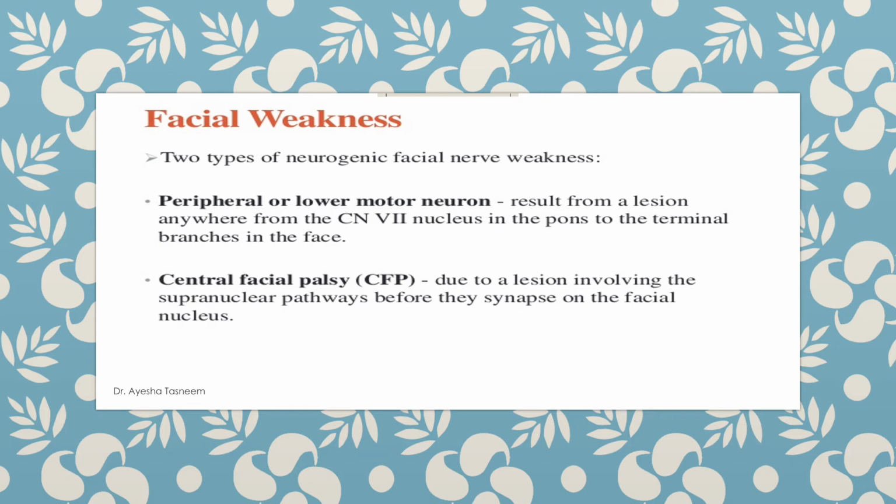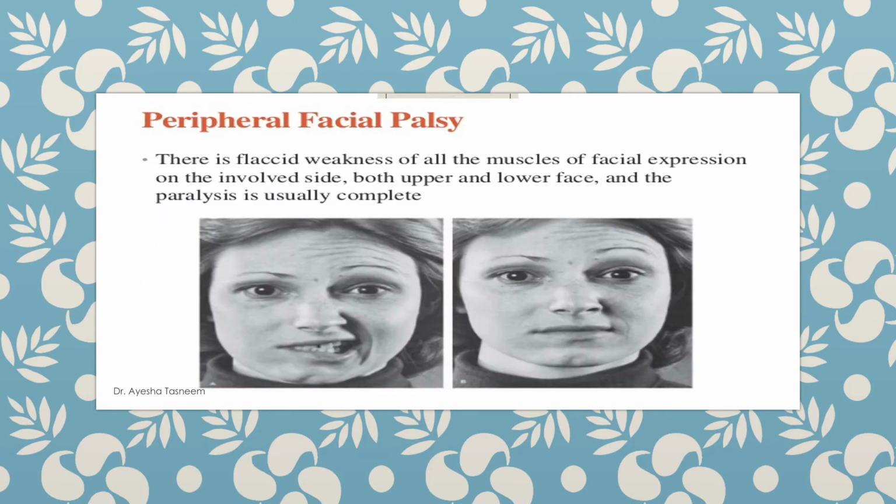And the second one is the central facial palsy, that is due to the lesion involving the supranuclear pathway before the synapse on the facial nucleus, like the corticonuclear fibers that were coming to the motor nucleus of facial nerve. Peripheral facial palsy: in this type, there is flaccid weakness of all the muscles of facial expression on the involved side, both upper and lower face, and the paralysis is usually complete.